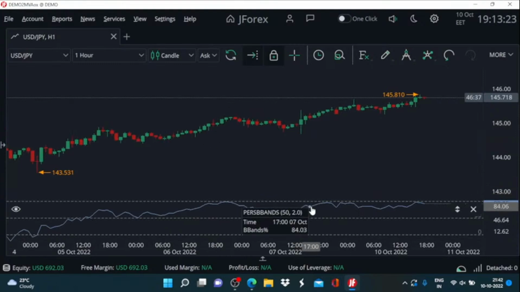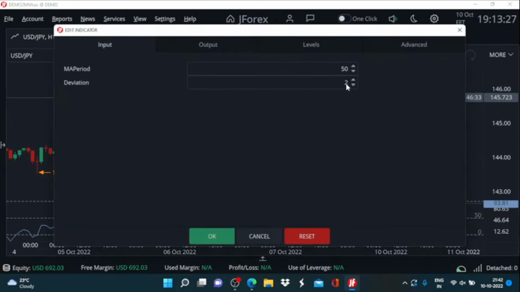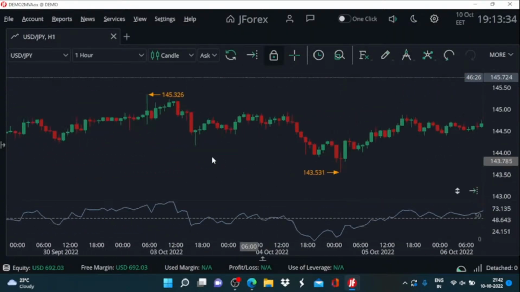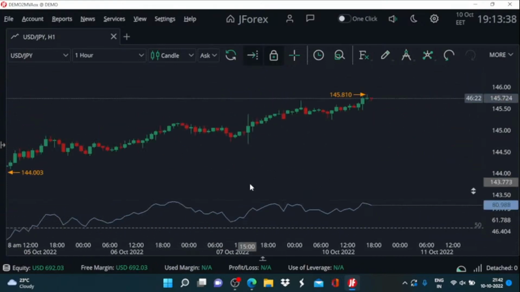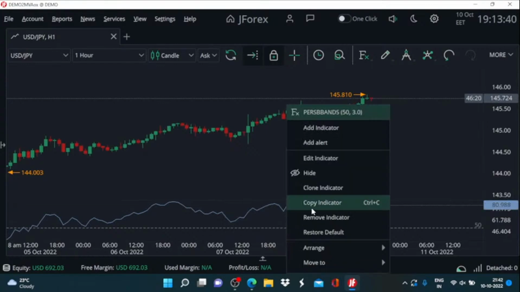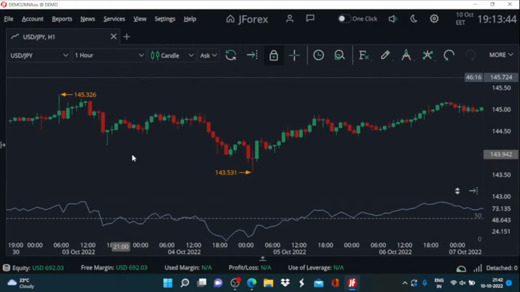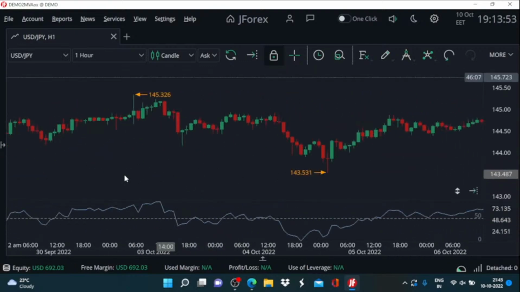So this is one combination you can use, and as I said, you can always increase or decrease these input parameters. Now I am using the standard deviation of 3, whereas the moving average period is 50. All right, so here these extreme values are not really being reached. Rather, we are looking at this middle band playing a key role to help us determine what is the trend.